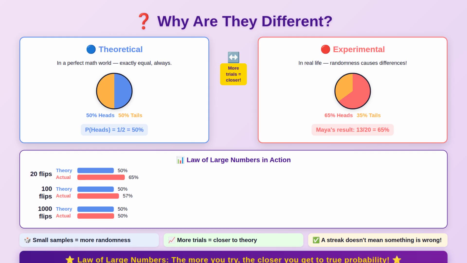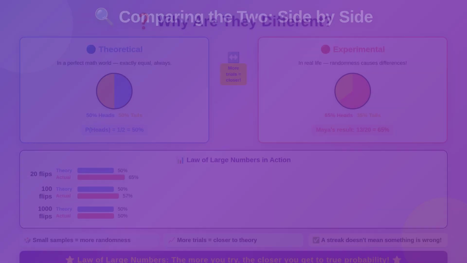Here's the really cool part. The more trials you run, the closer your experimental probability gets to the theoretical probability. This is called the law of large numbers, and it's one of math's most beautiful ideas.